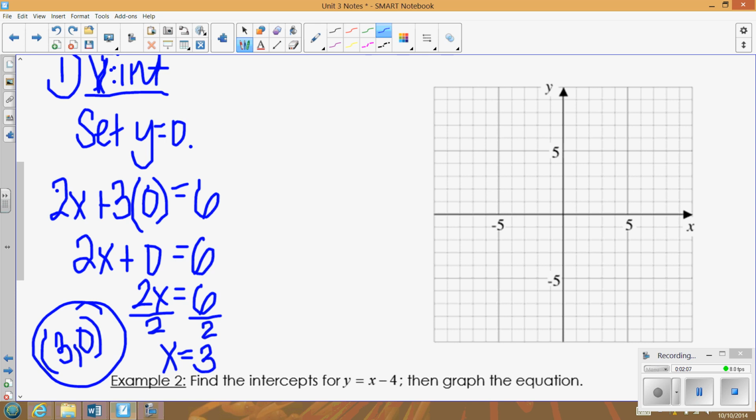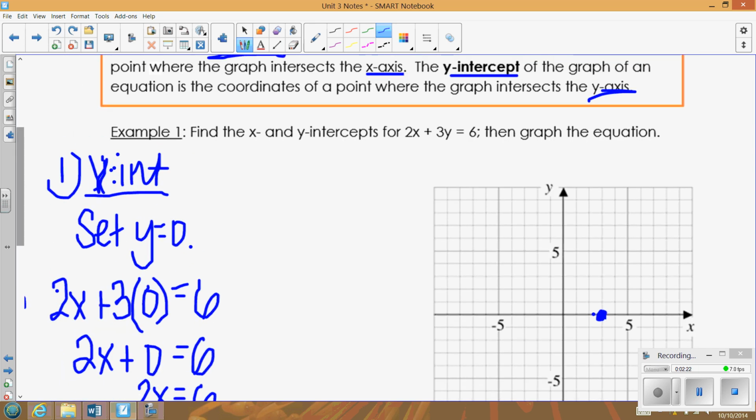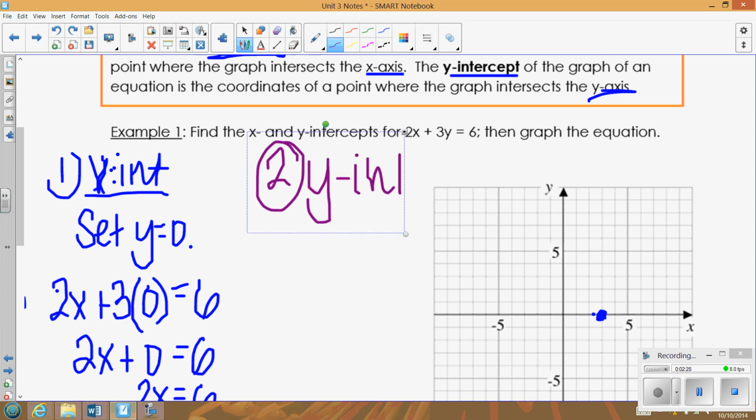So then I can go ahead and plot that. 3 to the right. And that's my x-intercept, x equals 3. It's right on the x-axis. Now we can do the exact same thing for finding the y-intercept, except we're going to let x equal 0. So the y-intercept means you're going to set x equal to 0.